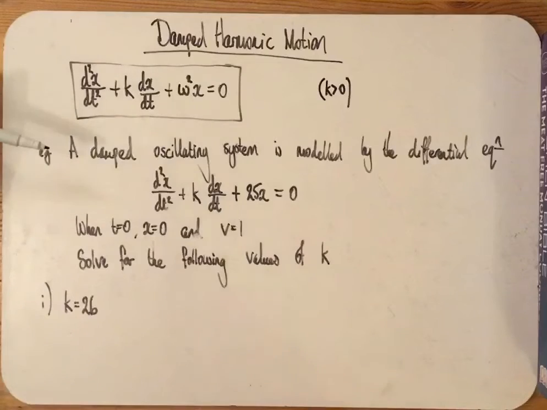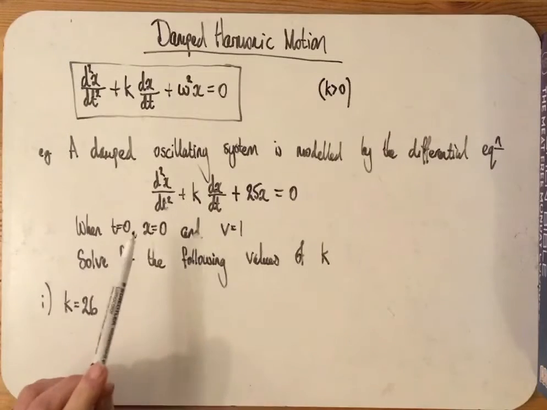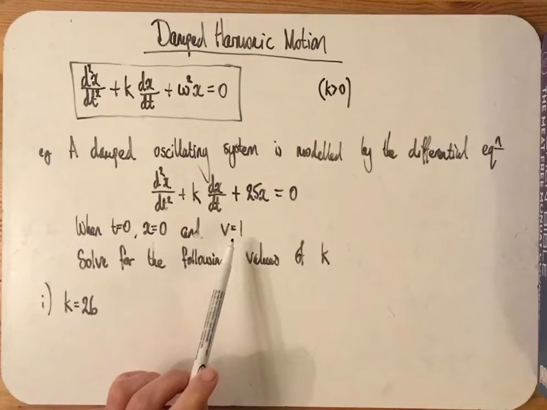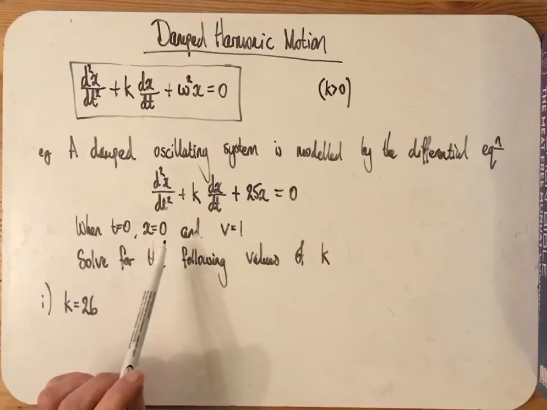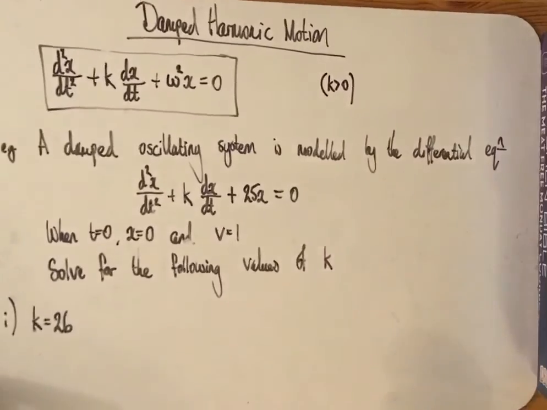As an example, we've got a damped oscillating system modelled by this differential equation. When t is 0, x is 0, and v is 1. We can solve this for 3 different values of k. We're just going to be relating it to the discriminant and looking at how that affects the motion. So we'll start with k equals 26. I'll leave you to copy that down for your notes.